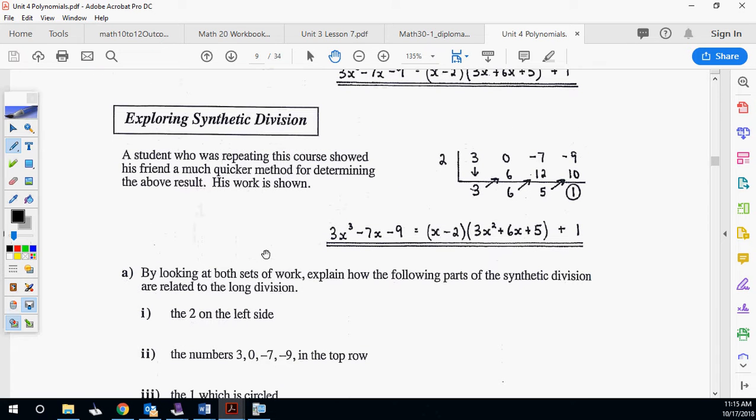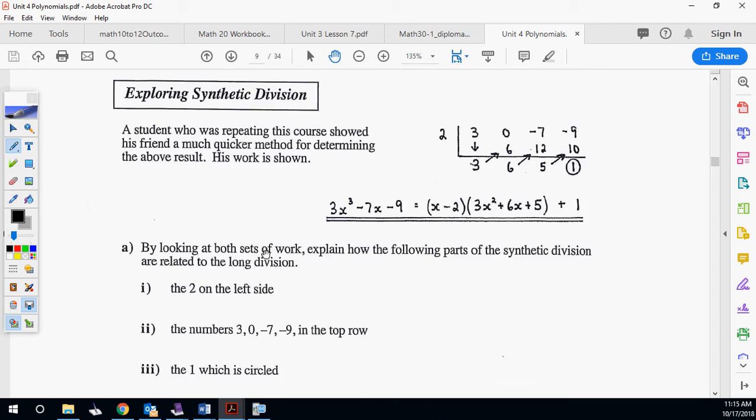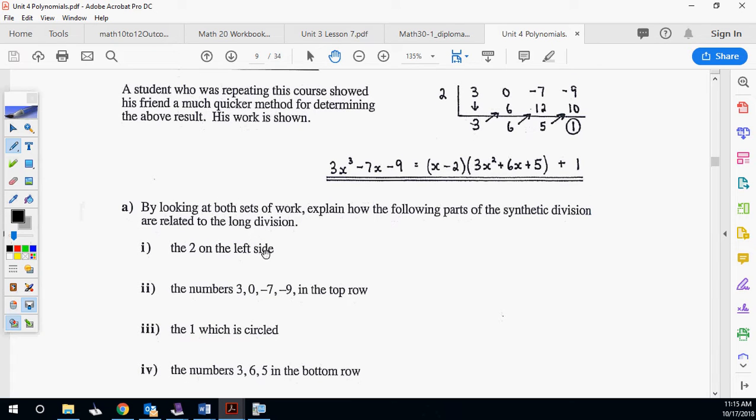Like I said, we're going to kind of leapfrog long division to start. We're going to do synthetic division first. I'll double check on the long division piece, what we need to know for that. So a student was repeating this course and showed his friend a much quicker method of returning the above result. His work is shown, and this is using synthetic division.